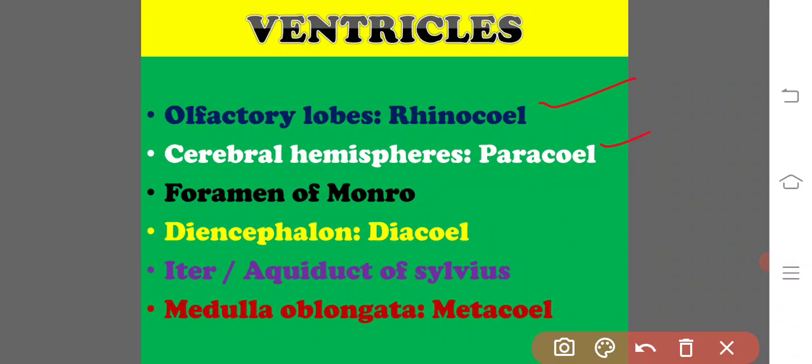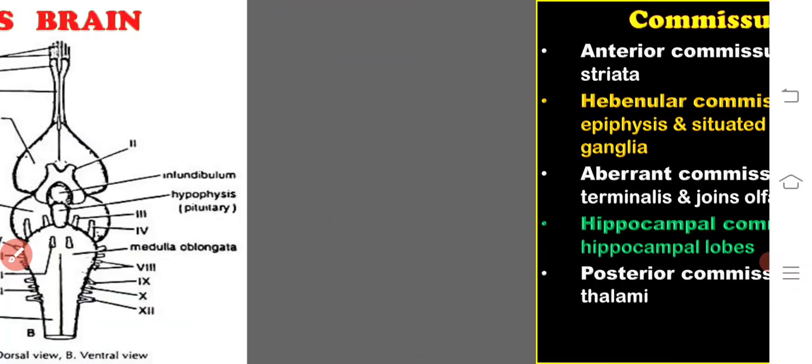The diencephalon contains the third ventricle, while the fourth ventricle is situated in the medulla oblongata in the form of the metacele. The two lateral ventricles are communicated to the third ventricle, the diacele, by a small opening called the foramen of Monro. The third and fourth ventricles are communicated with each other by a narrow passage which is called the iter or aqueduct of Sylvius.